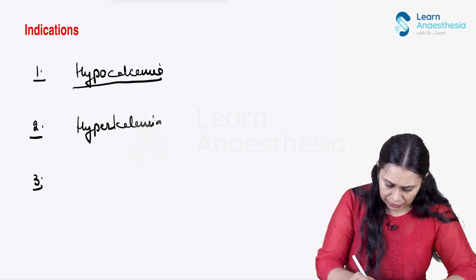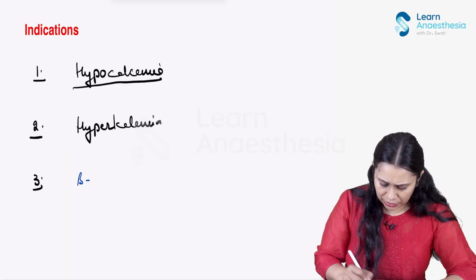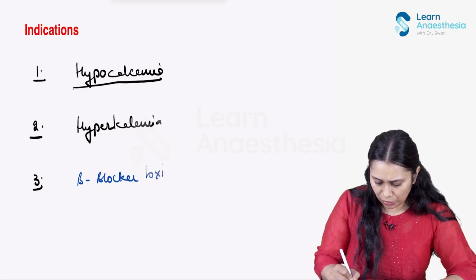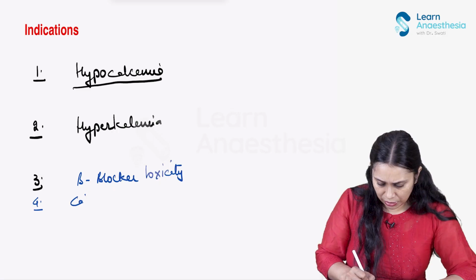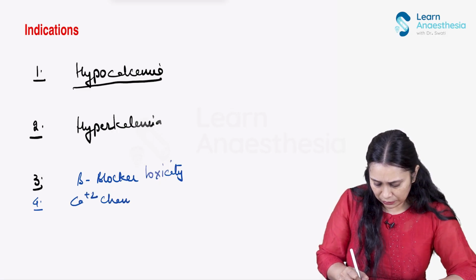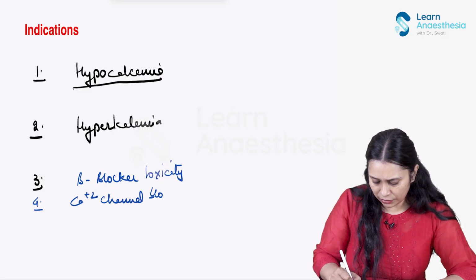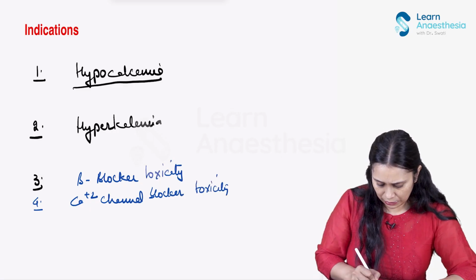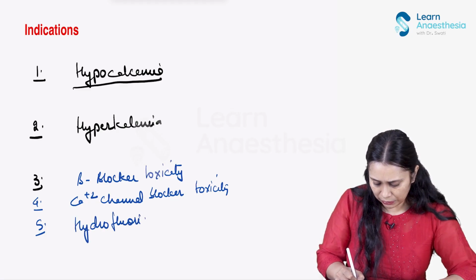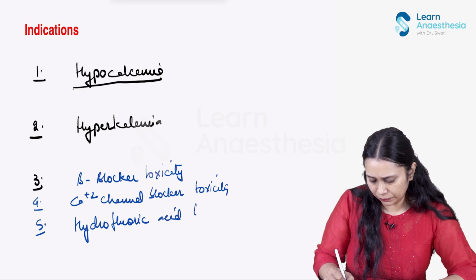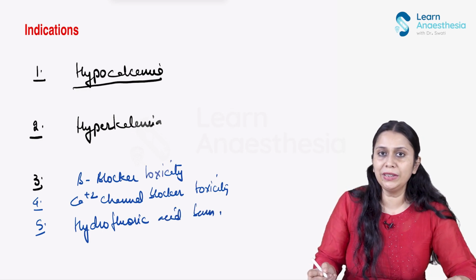So third indication would be beta blocker toxicity. We use it in calcium channel blocker toxicity, right? We use it in hydrofluoric acid burn. So in all these conditions, we are using calcium gluconate.